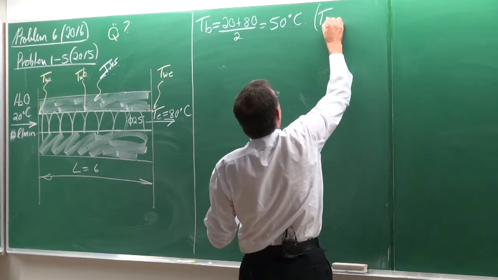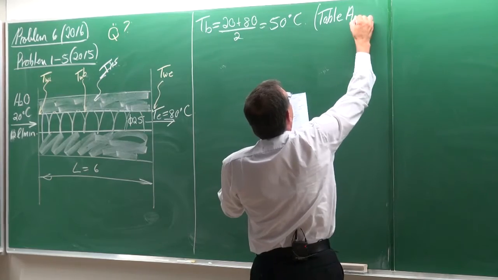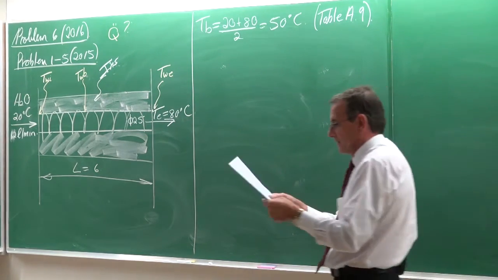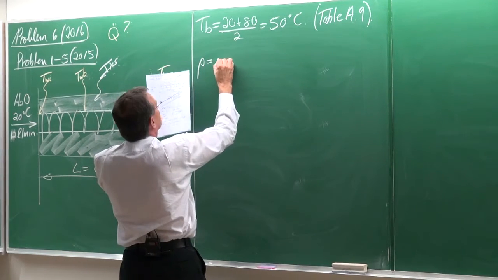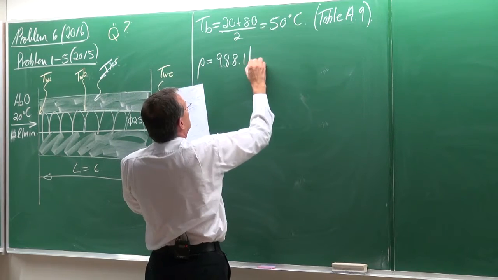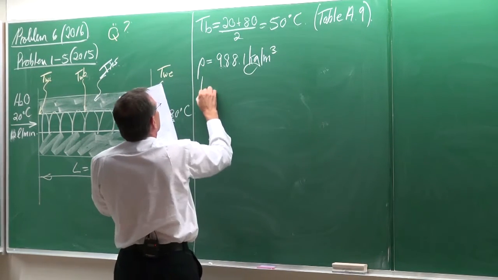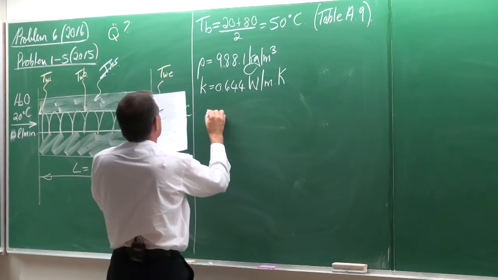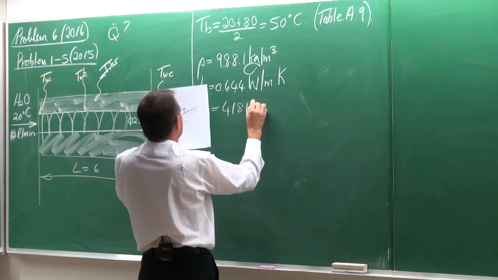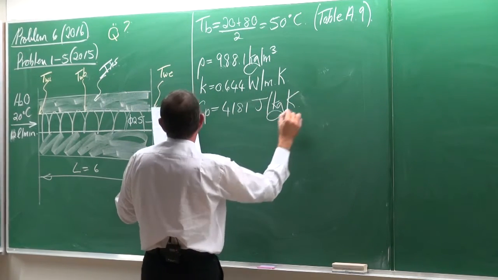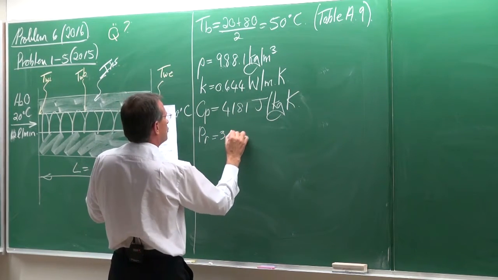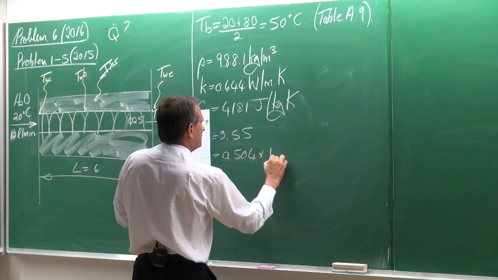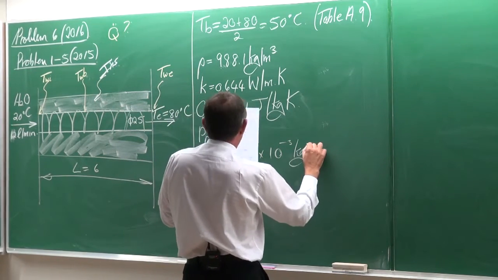At 50 degrees Celsius, we can go and look at the water tables in the textbook of Cengel and Ghajar, and typically the values are available in table A9 for different temperatures, and at that temperature you can get the properties for the density of the water as 988.1 kilograms per cubic meter. The thermal conductivity k is equal to 0.644 watts per meter Kelvin. The Cp value is equal to 4181 joules per kilogram Kelvin. And the Prandtl number is equal to 3.55. And then lastly, the viscosity is equal to 0.504 multiplied by 10 to the minus 3 kilograms per meter second.